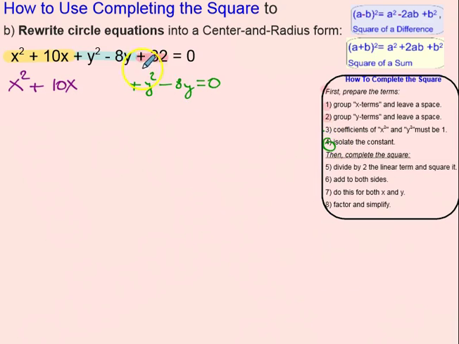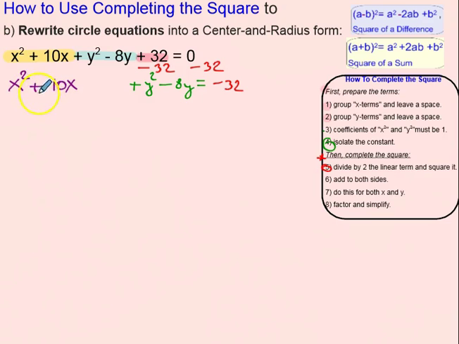To isolate positive 32, I will need to subtract it from both sides. So then in the equation below, I should write minus 32. And now I can focus on completing the square, first for the x's and then for the y's. So step number 5.